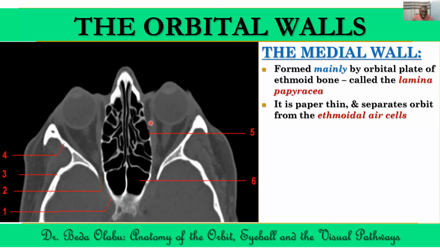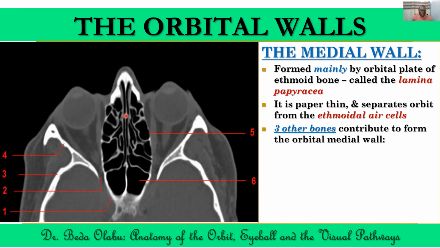This also shows you lamina papyracea labeled 5, medial wall of the orbit separating the orbit from the ethmoidal air sinuses. Do not confuse the nasal airway, which is that and that. That's the nasal septum.